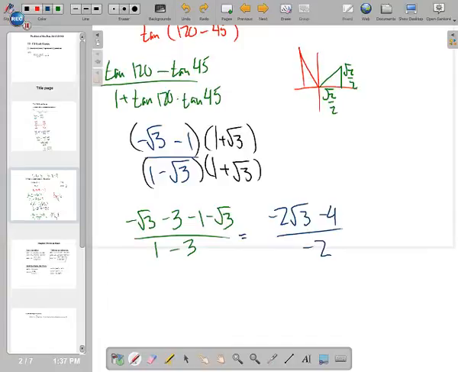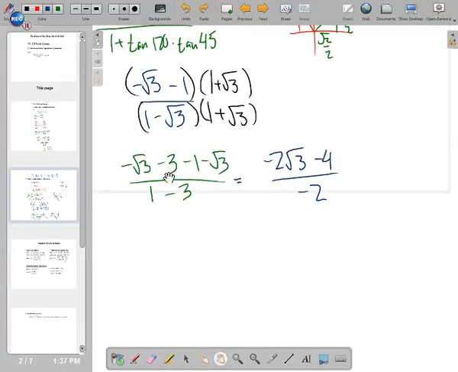See how these are like terms? Negative 1 and negative 1. If you have negative 1 radical 3 and you take away another one, you have negative 2 radical 3. And obviously negative 3 minus 1 makes negative 4.